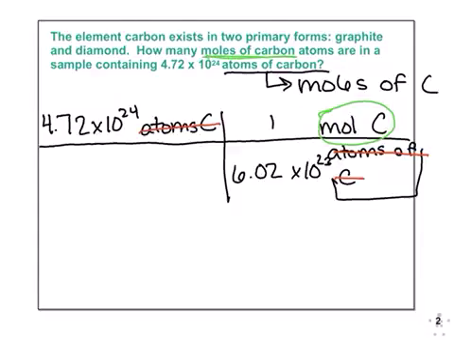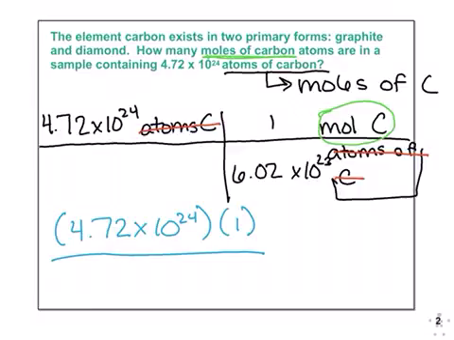And so now we can set up the arithmetic. You multiply across 4.72 times 10 to the 24th times 1, and then divide by what's on the denominator, 6.02 times 10 to the 23rd. It is imperative that you watch your parentheses. You need to separate your numerator and your denominator by parentheses, or you will get the incorrect answer.